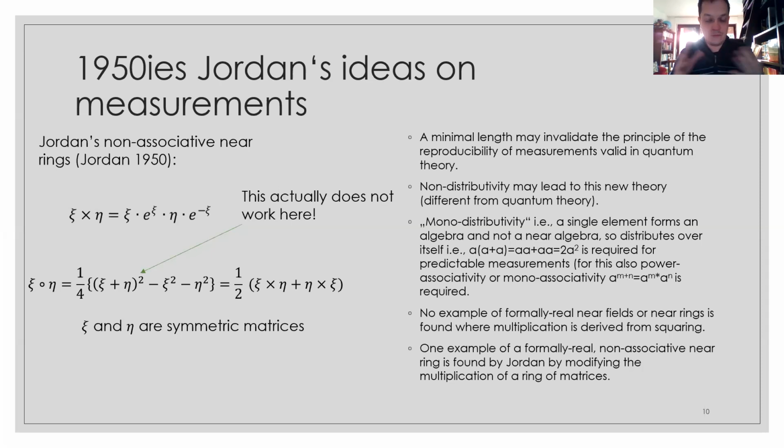So if you work, for example, with a non-power associative algebra, you cannot have what physicists call a pointer state. If you had a measurement device, the pointer would always move between left and right, and you would never have a certain and definitive value of your measurement if you don't have monoassociativity or power associativity. And he said the same is true for monodistributivity. So for example, if you had a near ring where one element forms a non-trivial sub-near ring, then this would not be a suitable tool to develop a physical theory.